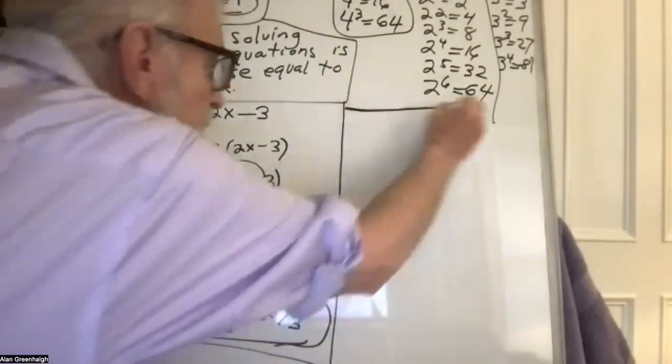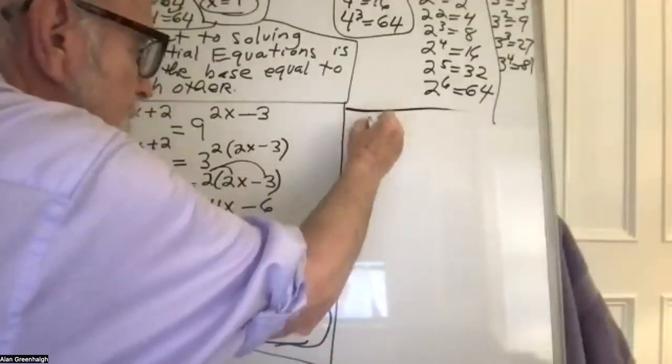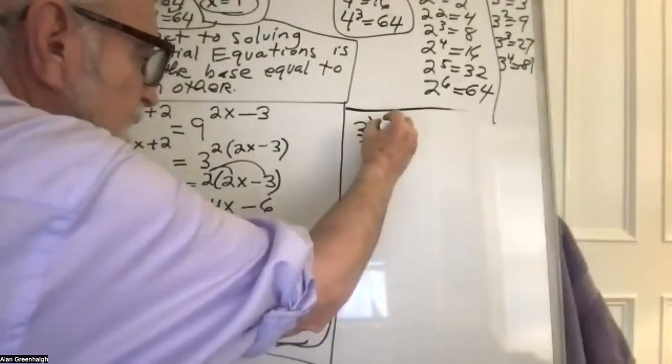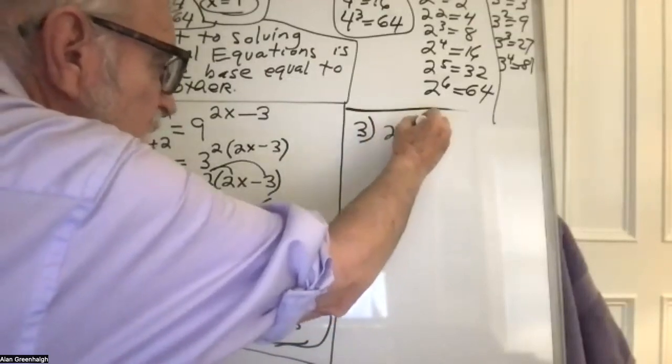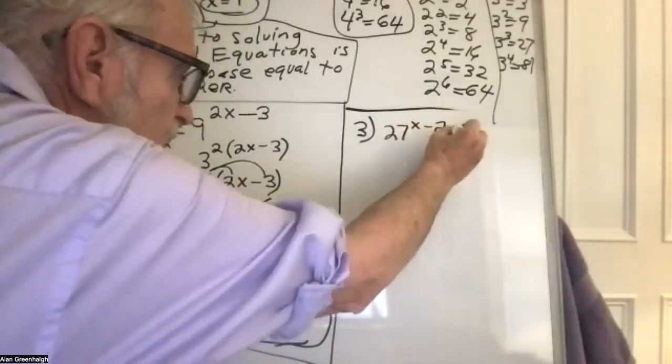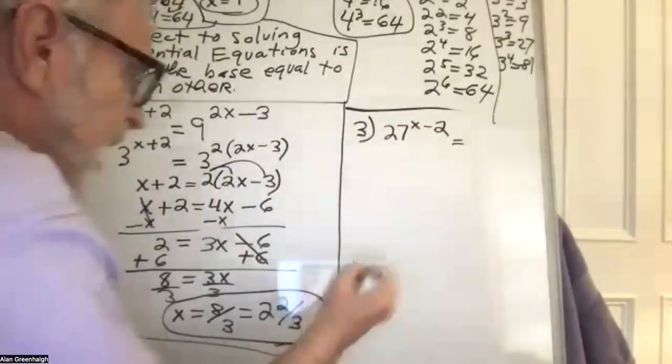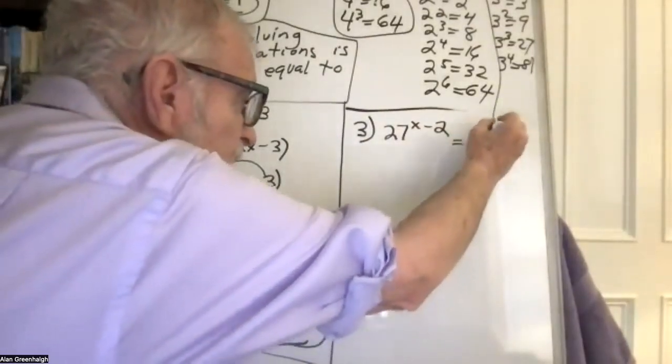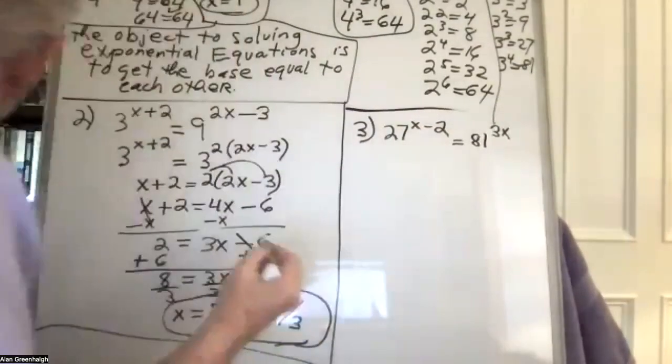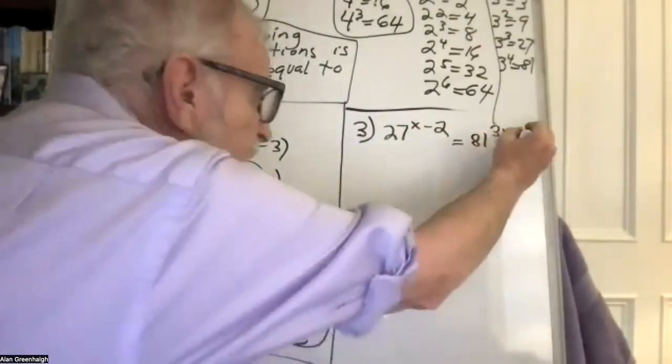This is problem number 3. Problem number 3: 27 to the x minus 2 equals 81 to the 3x plus 4.